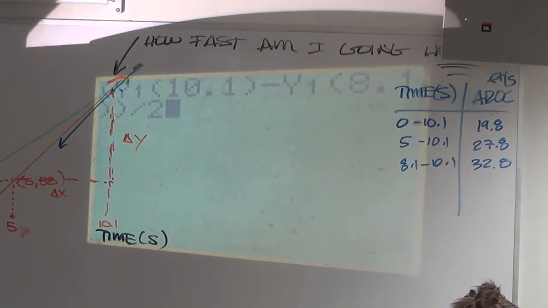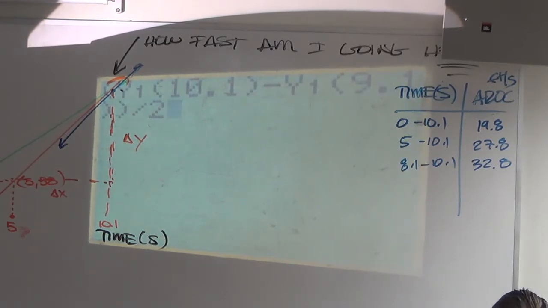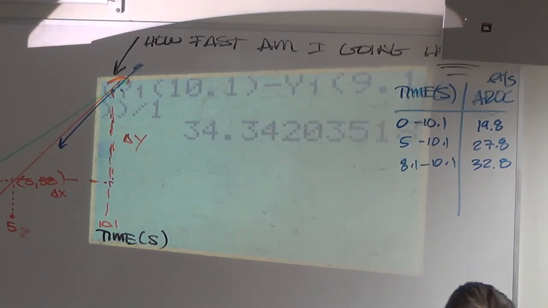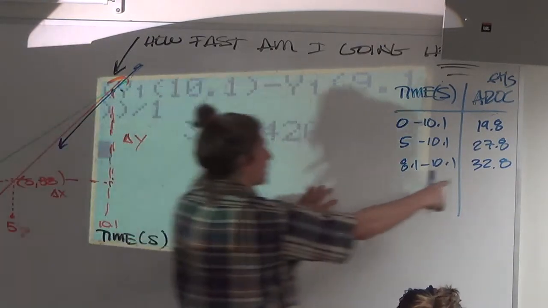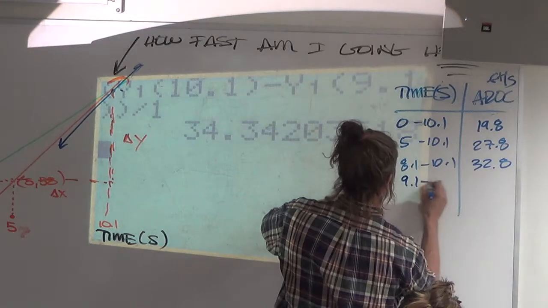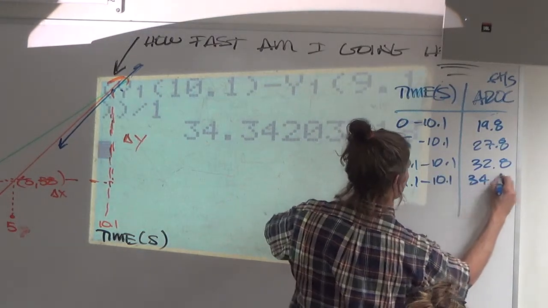Now all I got to do is change some numbers to reflect the fact that it's only 1 second different. Is 10.1 going to change? No. Nope. Is 8.1 going to change? Yes. What's that going to be? Love it. What's the 2 going to become? 1, because only 1 second different, yes? How fast am I going now? 34.3. 34.3 feet per second. Notice it's faster, but not much faster. So now we're at 9.1 and 10.1, 34.3.